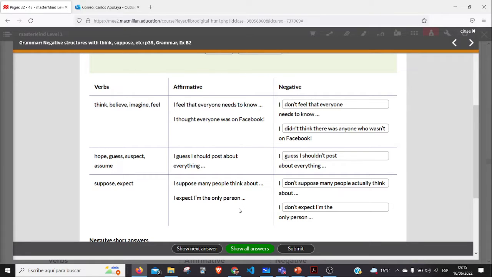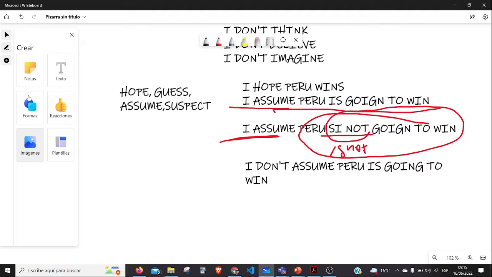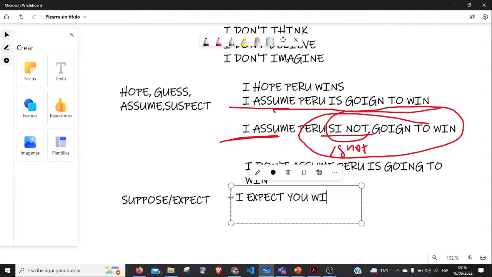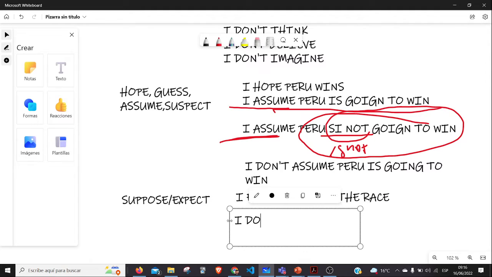Okay. Vamos a anotarlo de todas formas. Aquí tenemos suppose y tenemos expect. So, por ejemplo, ¿cómo dirías? Yo espero, o estoy a la expectativa, diría I expect you win the race. Yo espero que ganes la carrera. ¿Cómo sería en negativo esa opinión? I don't expect you win the race. ¿Quedó claro? Or, también hay otra forma. ¿Cuál es la otra forma?